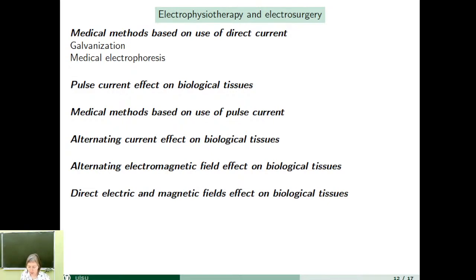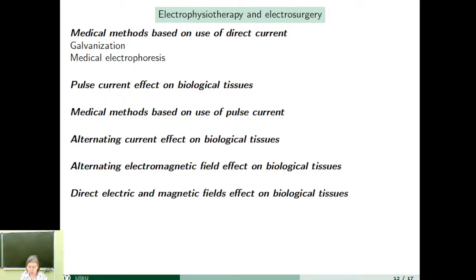Alternating current is characterized by voltage, current strength, amplitudes of these quantities, frequency, and phase. Frequency and quantities referred to frequency are cycle frequency and period. Depending on frequency, different effects of alternating current on tissues can be apparent.